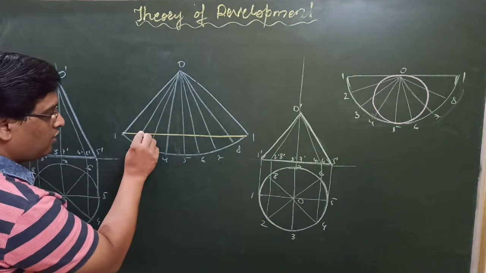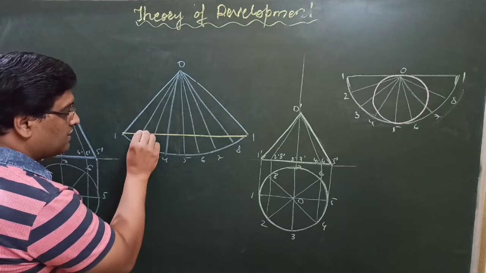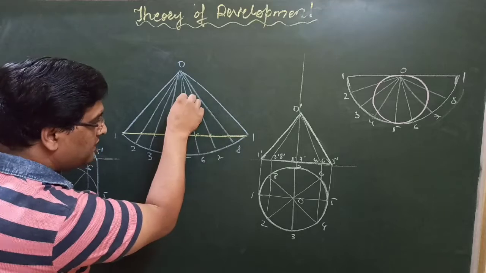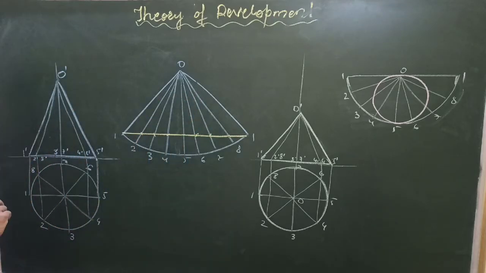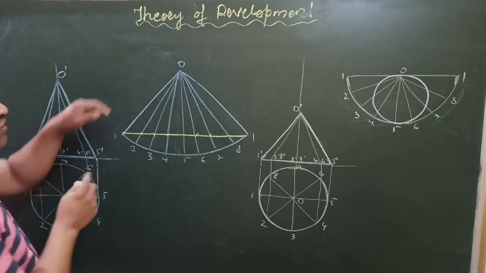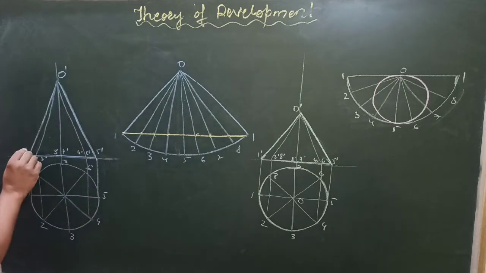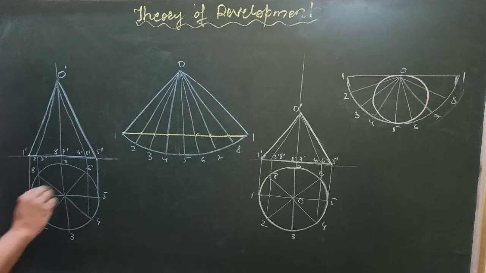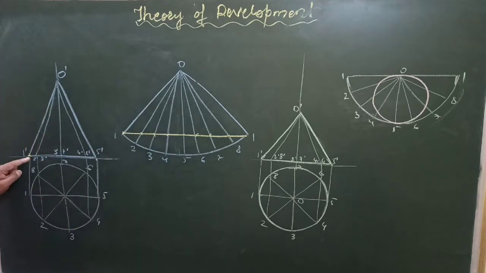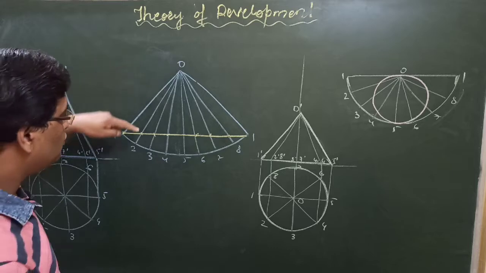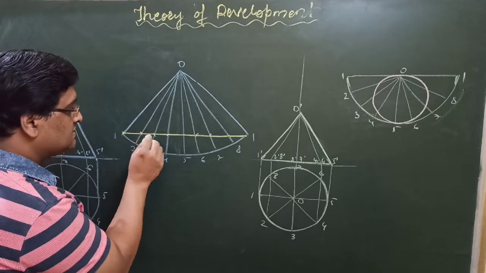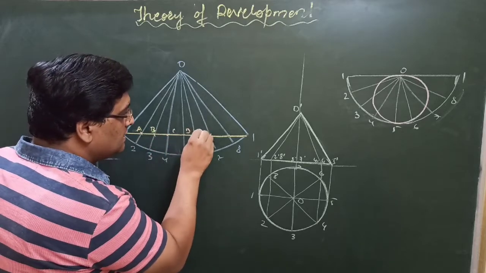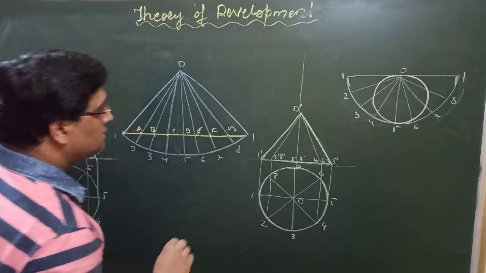Now what we have to do is cut all these cutting points, taking distances from the development, and we have to cut on the front view and top view. So what we have to do, O to 1 distance we have to cut on this front view. So this will be the point, this point O to 1 we can drop here. Second, O to this distance, say this is point A, B, C, D, E, F and G. These are the cutting points.